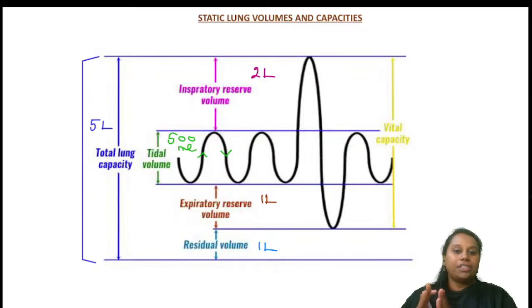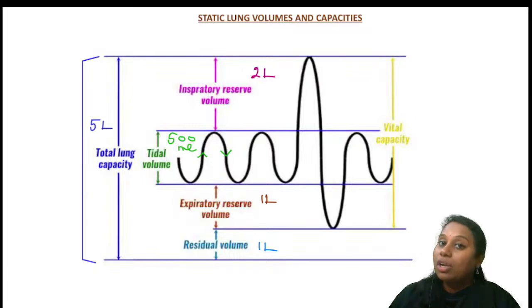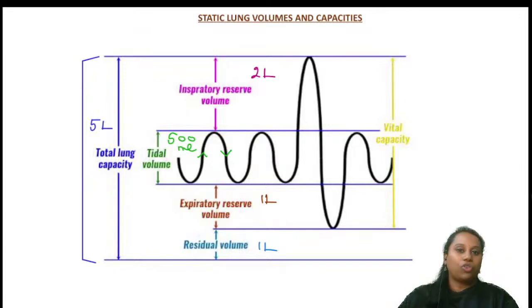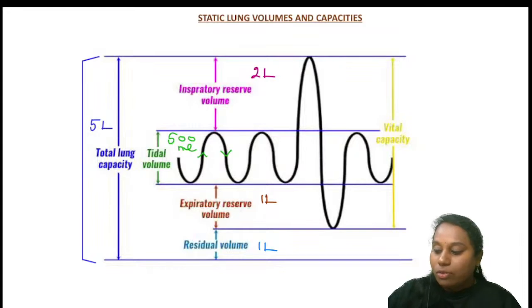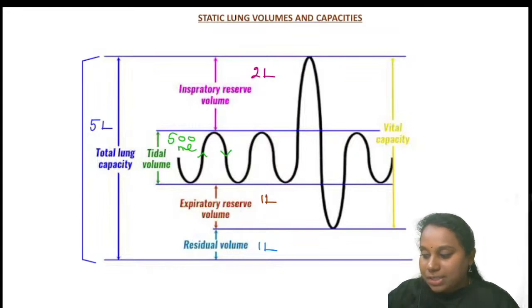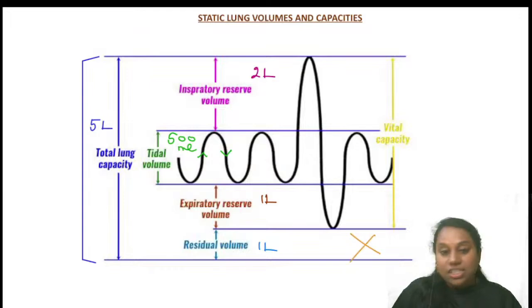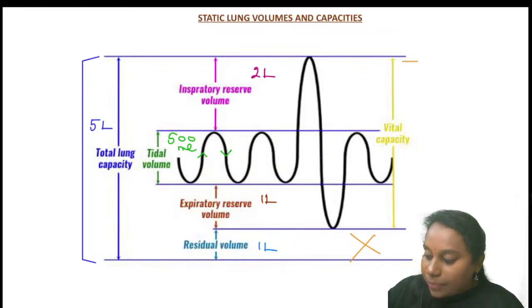Of all these volumes, which volume do you think is not vital for us? Whichever is not coming into your breathing cycle is not important for us. So we will leave the one which is not important, which is not coming out. Residual volume is not coming out. So of all these volumes and capacities, if you leave residual volume, it is not important because it is not at all coming out. So you leave the one which is not important, which is not vital. You add all others, it will give you vital capacity.